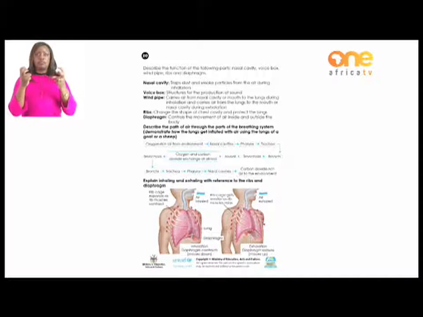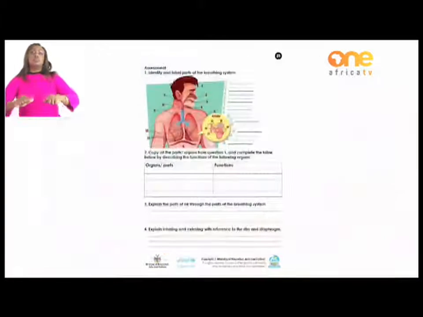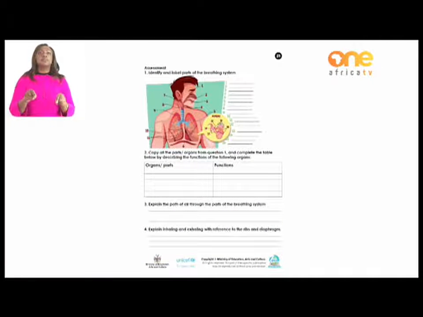So now we are moving to page 21, the assessment part. What do we want you to do for us to test your understanding? We want you to identify and label parts of the breathing system. We have them numbered 1 up to 16. We have looked at them already, all of them. We want you now to say, number 1, what is it? Number 2, what is it? Until number 16. That's question 1.